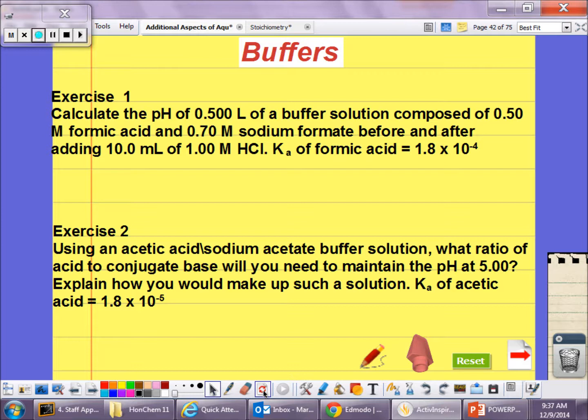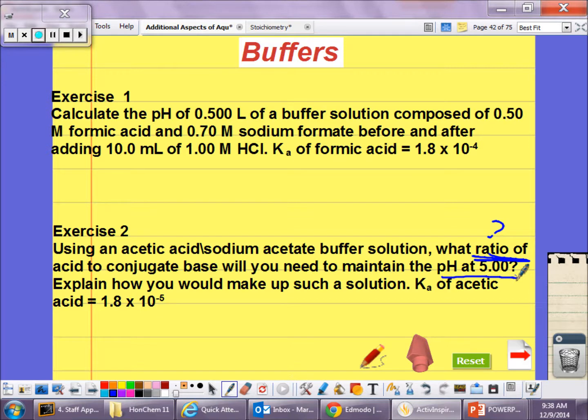What ratio of acid to base? Okay, they ask me for a ratio. What ratio of acid to conjugate base will you need to maintain the pH at 5? You want a pH of 5. Explain how you would make such a solution. They gave you the Ka for acetic acid. They ask you for the ratio. Is it a buffer? Yes, it is a buffer.